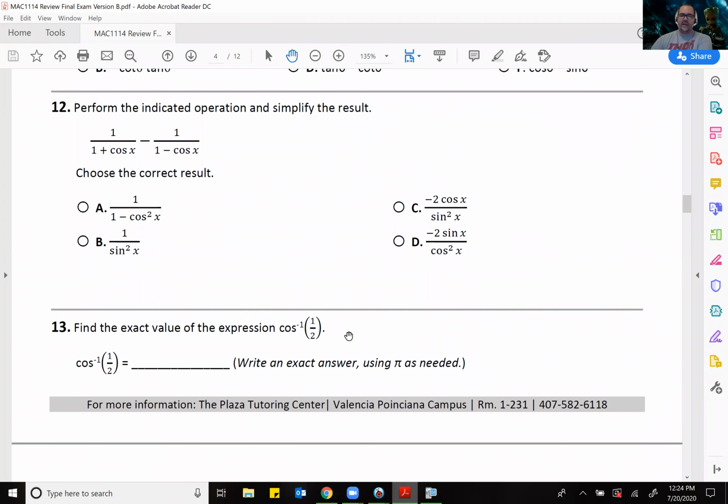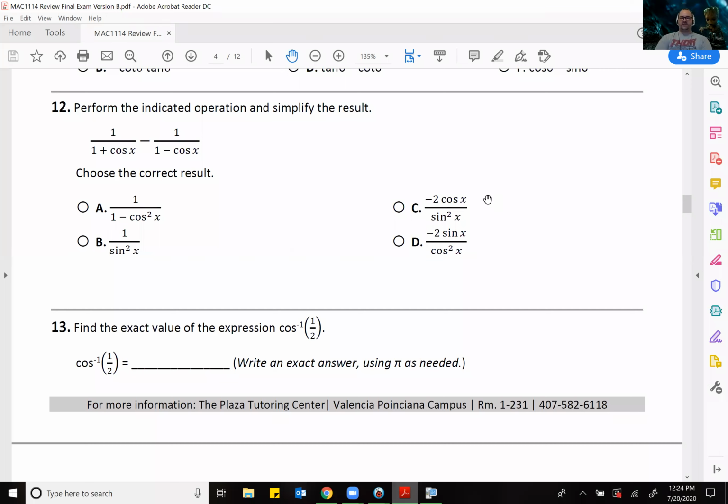So we ended with negative 2 cosine x all over sine squared x. Well, that doesn't have a negative 2. That doesn't have a negative 2. There we go. And the numerator was cosine over sine squared. It's C. There we go. Now, this thing could have been changed even further, but it didn't want us to. It kept everything in sines and cosines.